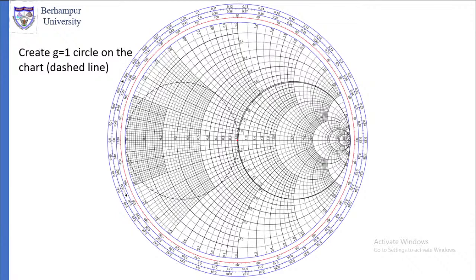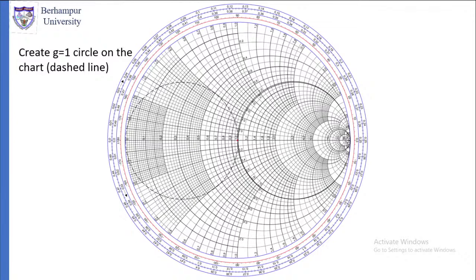This we will call the G is equal to 1 circle. Why do we call it the G is equal to 1 circle? The answer is, we have the r is equal to 1 circle. When we rotate it by 180 degrees, r is inverted, so r becomes 1 by r. 1 by r is equal to G, and r is equal to 1. Therefore, 1 by r is equal to 1. So this is called the G is equal to 1 circle. This dashed line circle is called the G is equal to 1 circle.